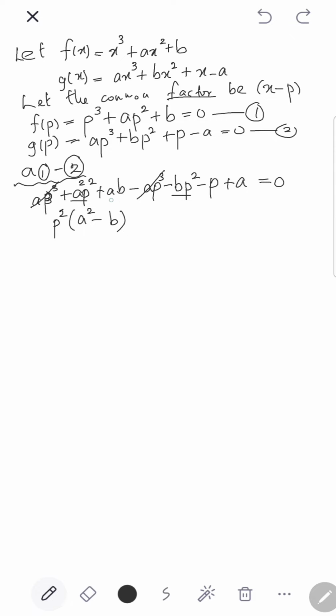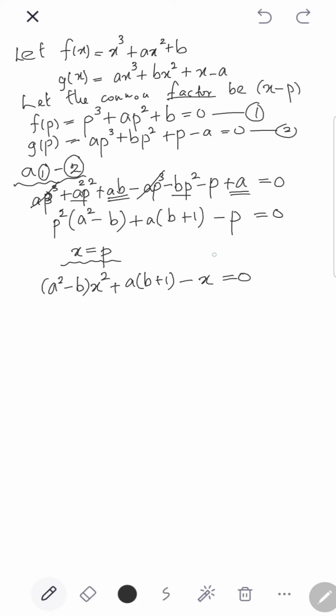Then take a out from these two terms. a is common, plus a, then we have b plus 1, then minus p. Now we can substitute x equal p, because we have taken x minus p as a factor. Then the root is x equal p. Then we have a square minus b x square plus a into b plus 1 minus x.